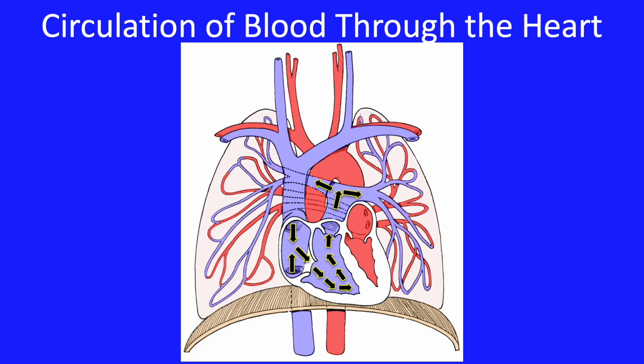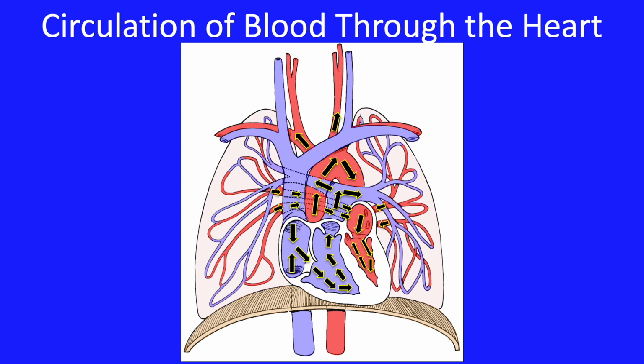Oxygen-rich blood returns to the heart via the pulmonary veins and enters the left atrium, then passes through the bicuspid or mitral valve to reach the left ventricle. Once there, the blood again takes a circular path to exit via the aortic valve to reach the body.